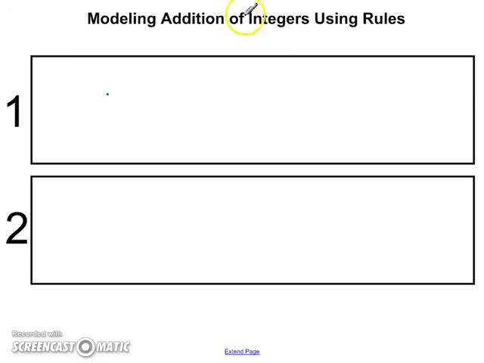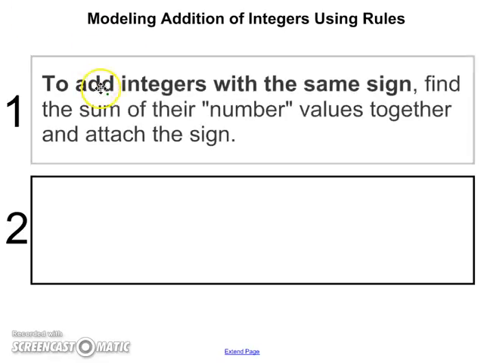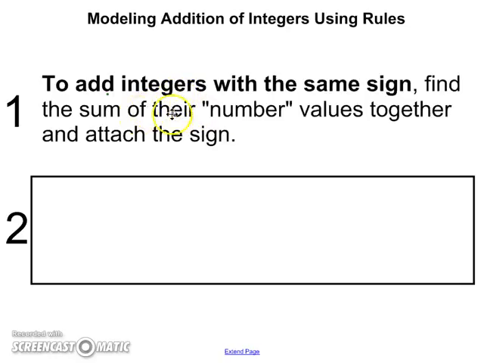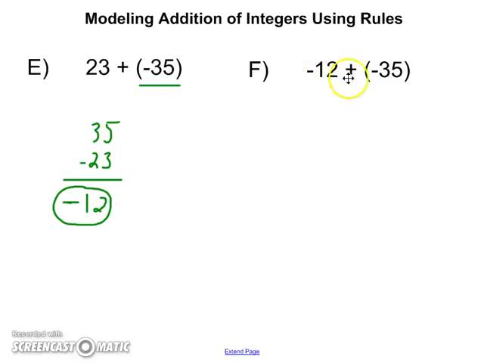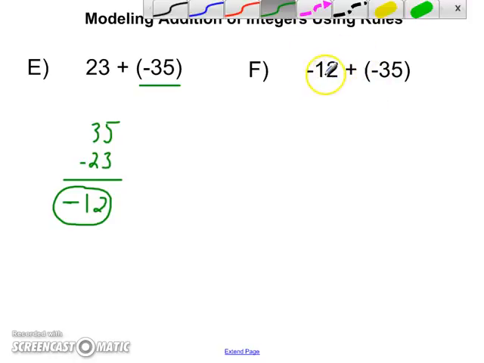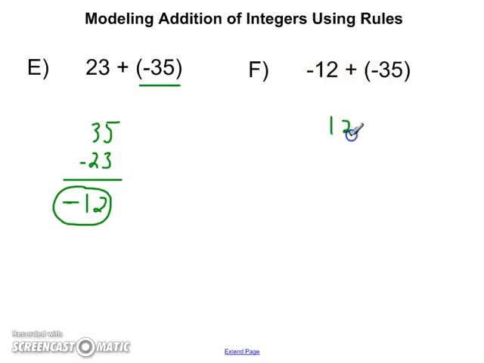That would be my first rule. So to add integers, I'm going to add their values together. I'm going to take their sum, and I'm going to attach the sign. So in this case, I know I'm going to have a negative answer. So I'm going to add these together, 12 and 35. Just take their sum, making them into a larger negative number, a larger absolute value.